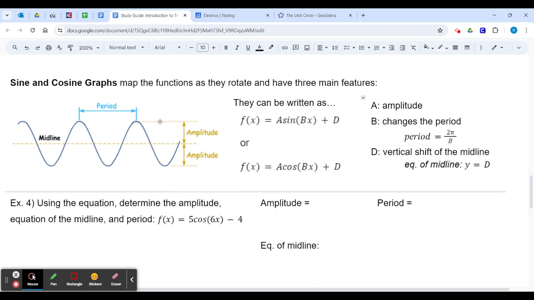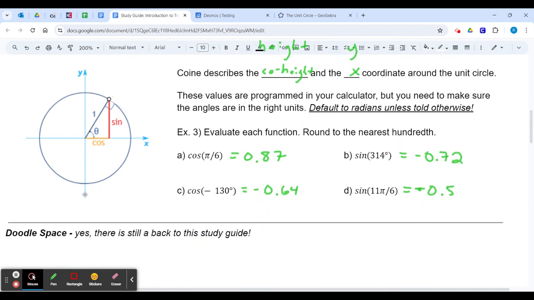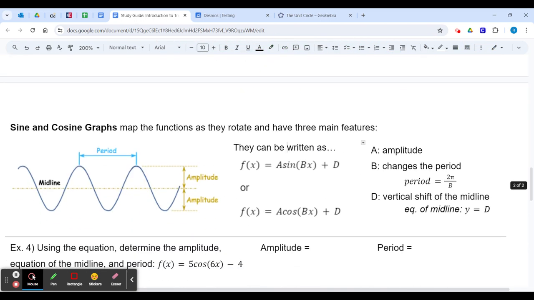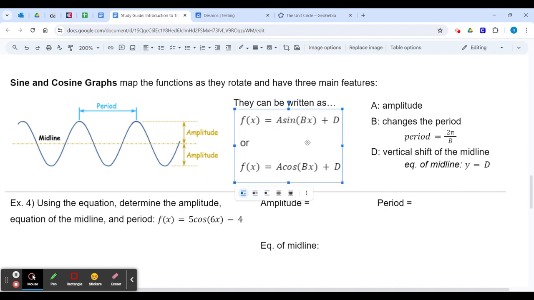These waveforms kind of map that rotation around the circle of our triangle, the height and co-height as it rotates around. So it's just going to repeat over and over again. And there's 3 features that show up. We have midline, we have an amplitude, and a period. All of these can be found from our equation, regardless of whether we're using the sine or the cosine function.